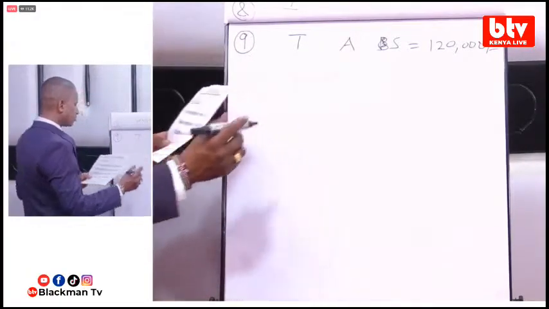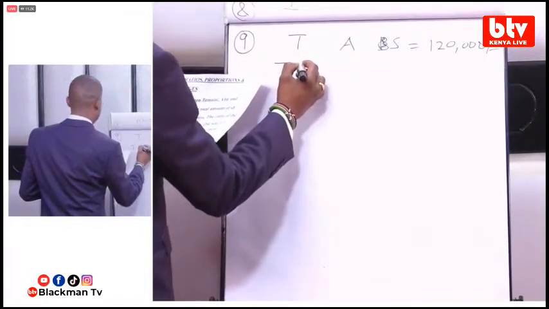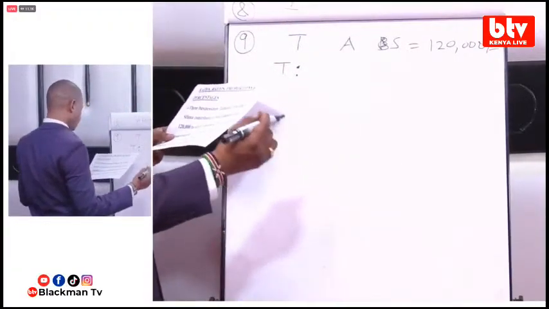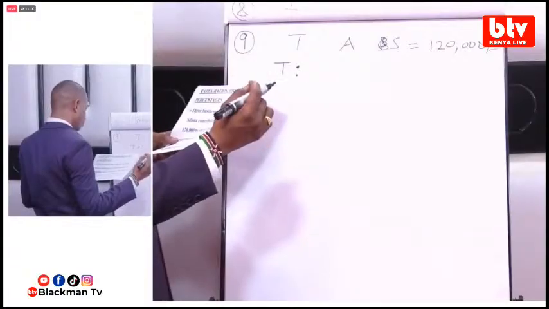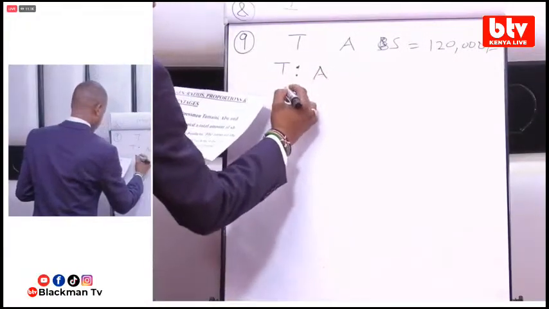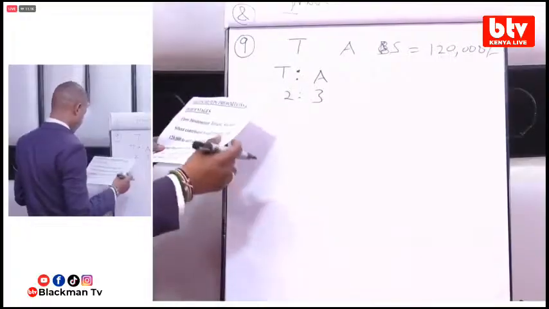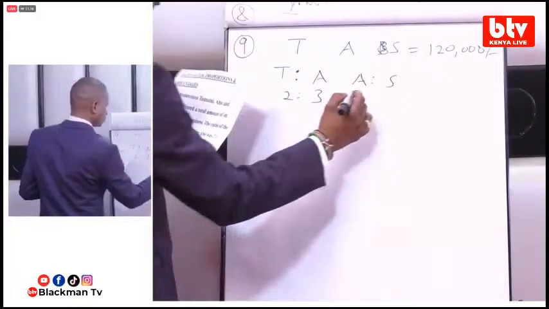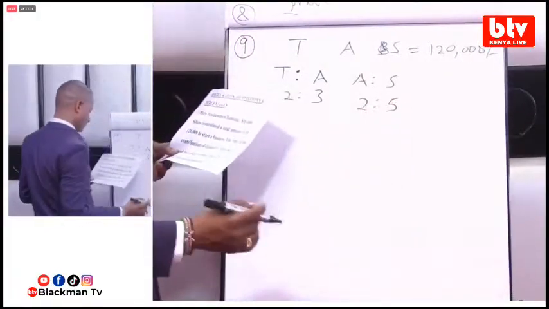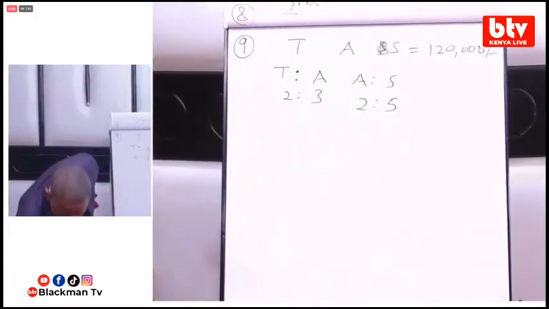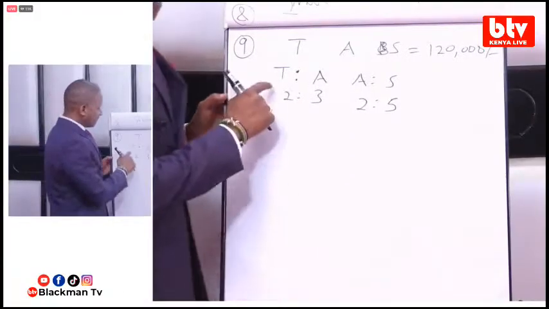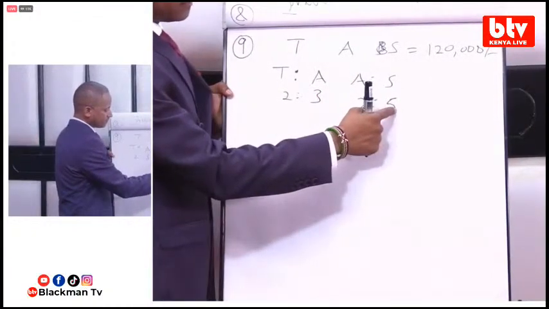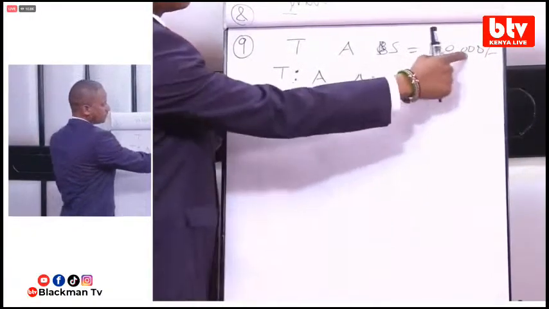The ratio of the contributions of Tumaini, this is under rates, ratios, proportions, and it comes together with percentages. So, the ratio of their contributions of Tumaini to Abu was 2 to 3, and that of Abu to Sifuna was 2 to 5. How much did Sifuna contribute? So we have the ratio of Tumaini to Abu is 2 to 3, and Abu to Sifuna is 2 to 5. But they all contributed 120,000.